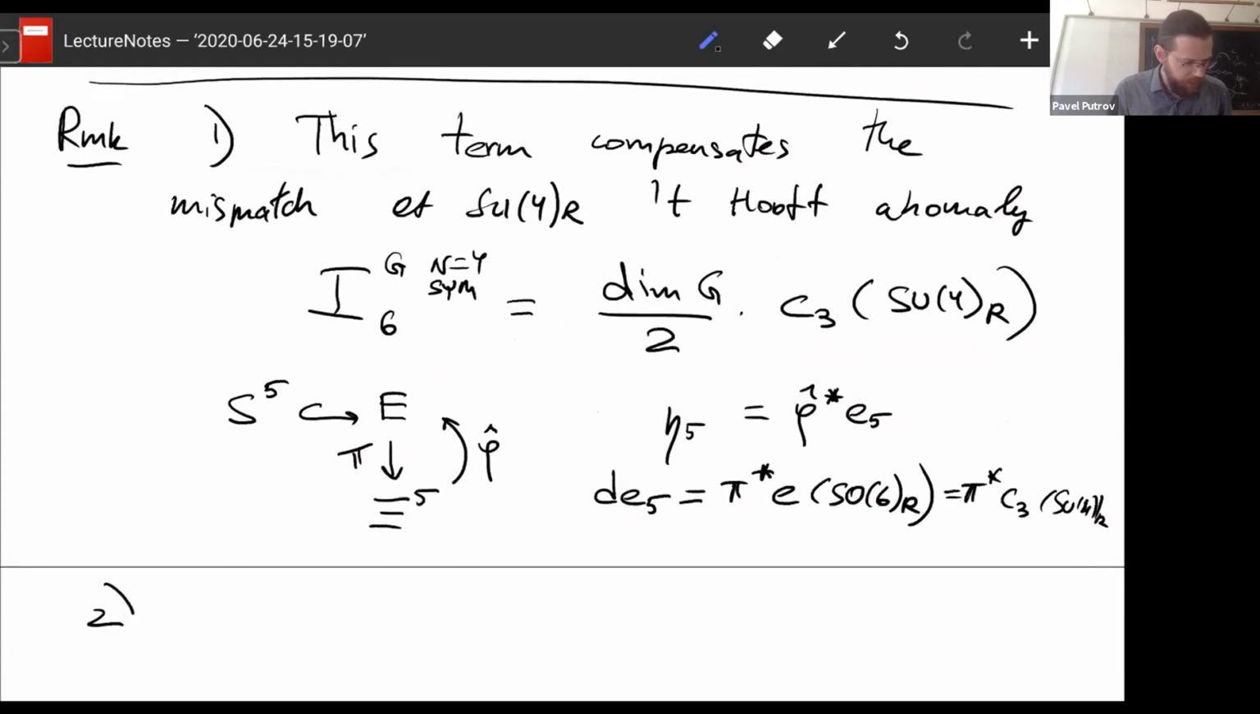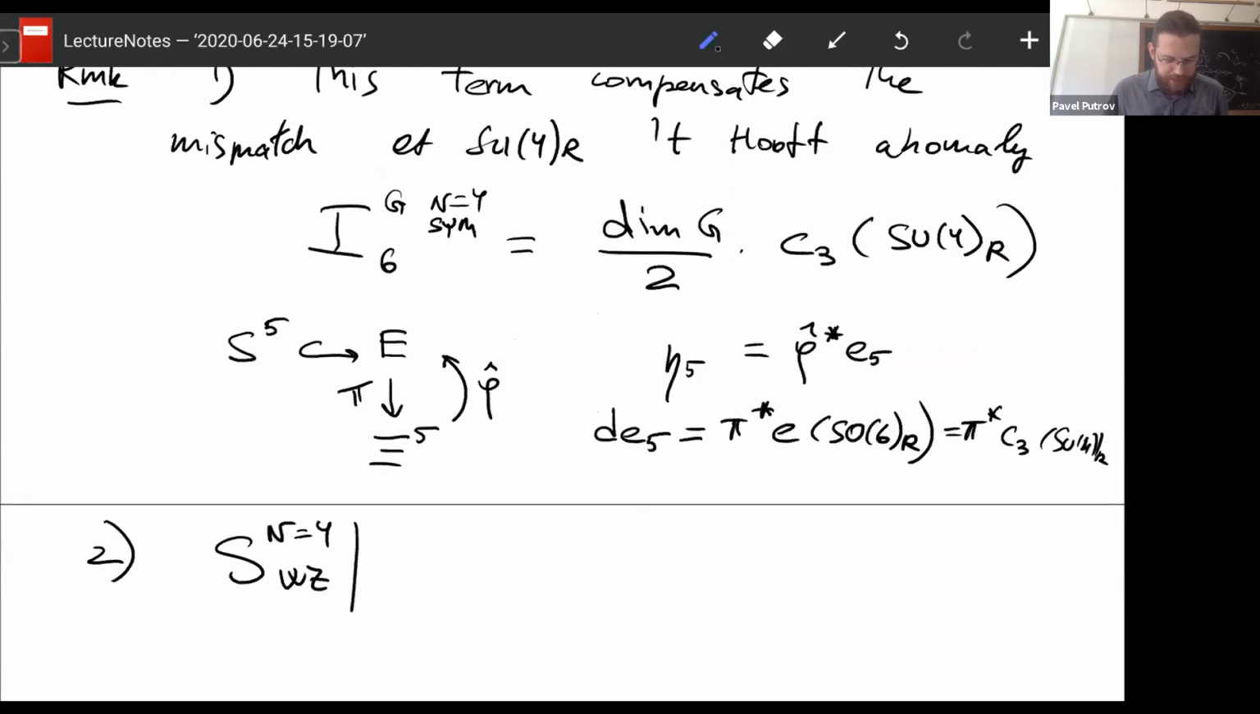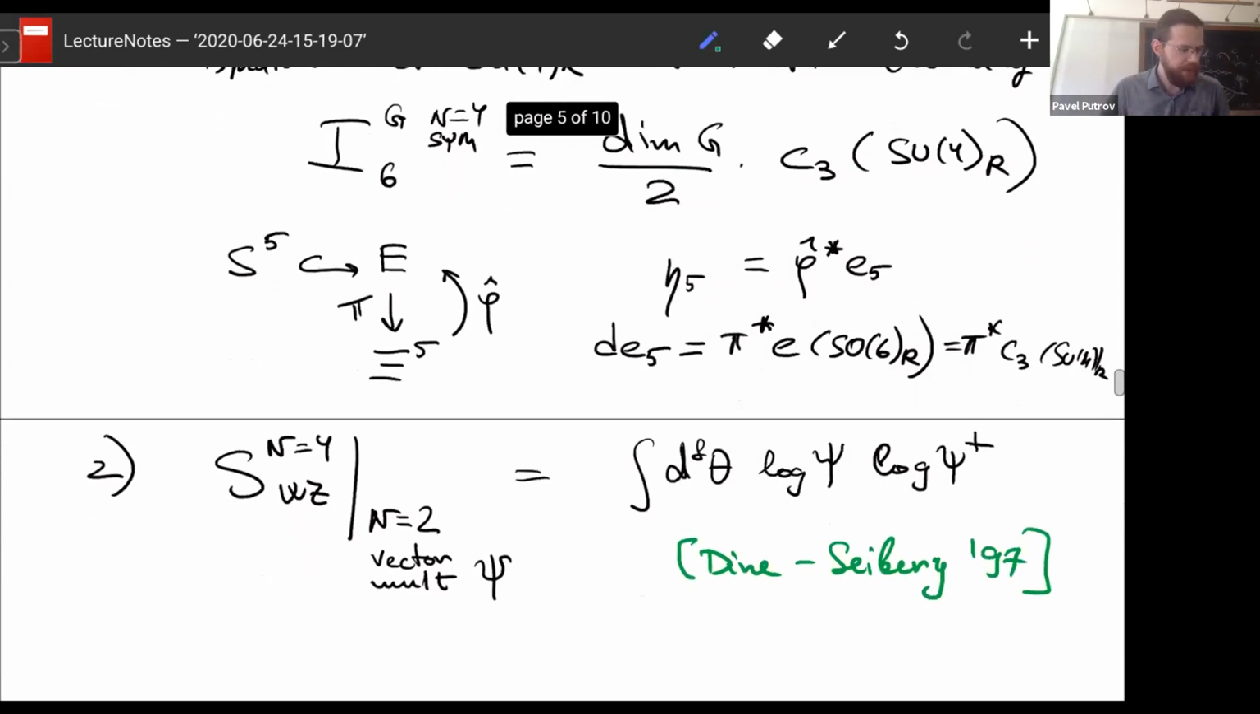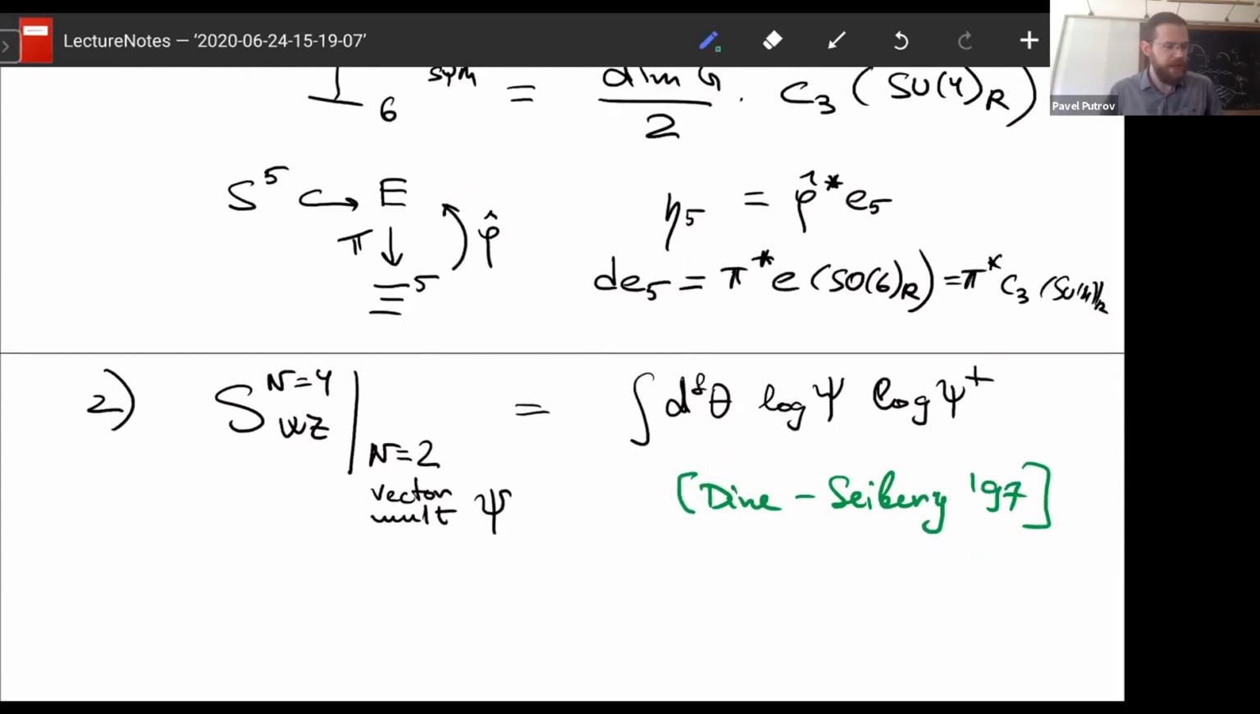And the second remark is that we want to actually consider the n equals 4 completion of this Wess-Zumino term. If you consider this completion and reduce it to just its restriction on the n equals 2 vector multiplet, which is a part of the full n equals 4 vector multiplet, the corresponding term was actually considered in the paper by Dine and Seiberg in '97, and if I denote the superfield by psi, it can be written as follows in superspace. But again, it doesn't contain all the information, all the n equals 4 supersymmetrization, which we actually need to derive the holomorphic anomaly. So there's still some work that needs to be done to do a supersymmetrization.